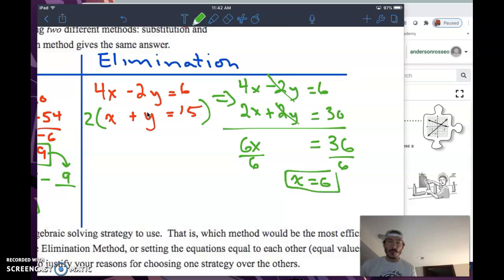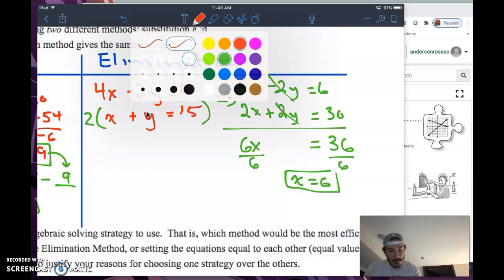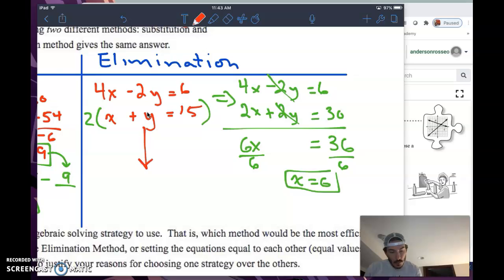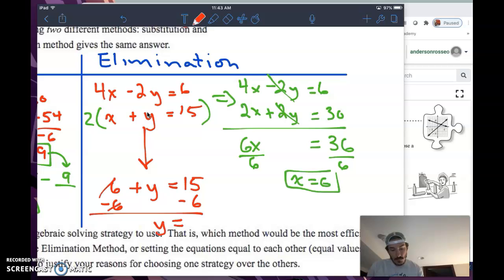Ding, ding, ding. That's what we got over on the other side as well. We knew that was coming. Now I get to sub into either one of those equations. I'm going to use this bottom one because I don't have any coefficients there. It was x plus y equals 15. Well, I know x is 6, and then I can just subtract 6 from both sides. And again, we get y is equal to 9. There you go, folks. Pretty easy and manageable way to do that.